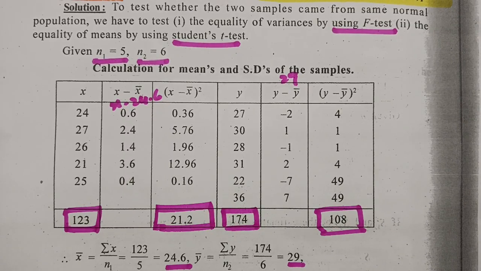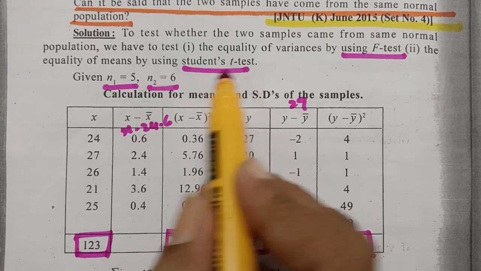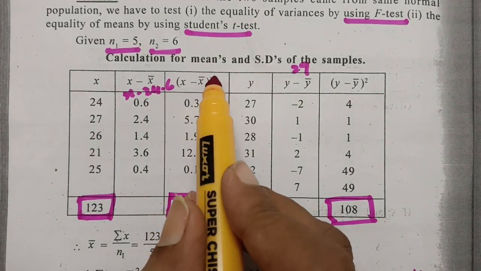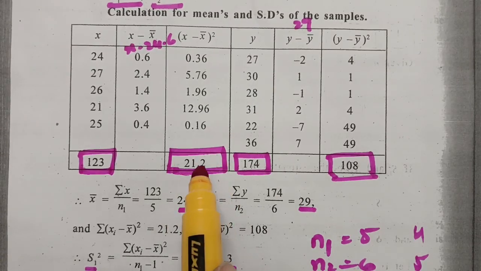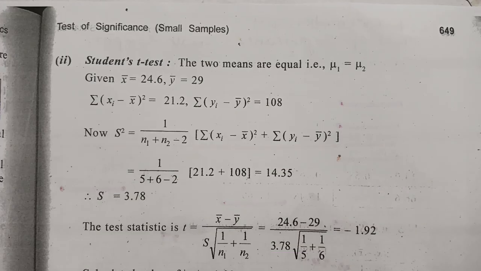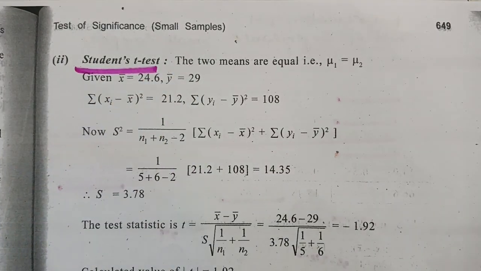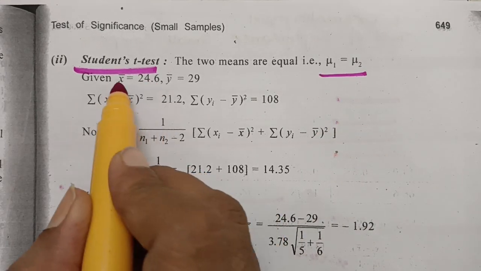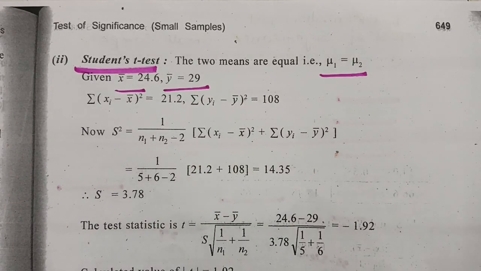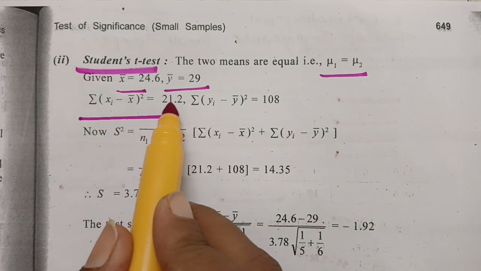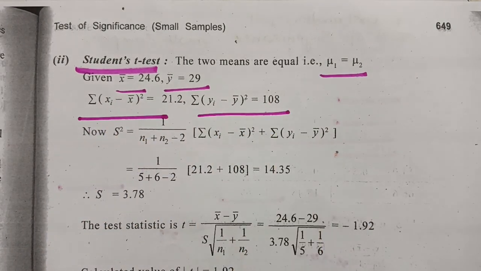And here, we are going to use the student t-test for the equality of the means. Sigma xi minus x bar whole square is equal to 21.1 and sigma yi minus y bar whole square is 108. This is the student t-test. The two means are equal. First one is mu1 equal to mu2. From the table, x bar is equal to 24.6, sigma xi minus x bar whole square is equal to 21.2 and sigma yi minus y bar whole square is equal to 1.8.